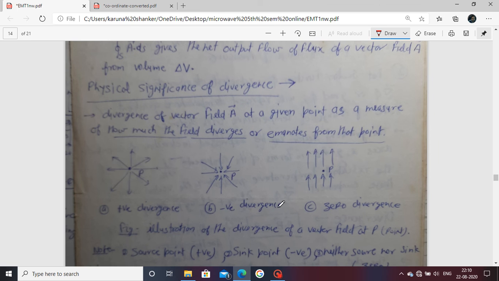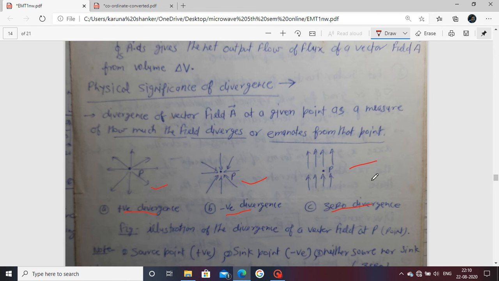What is the physical significance of divergence? Suppose this diagram shows point P diverges a field, and next point P converges a field. There is neither diverge nor converge. This is your positive divergence, means source point. This is a negative divergence as a sink point. Zero divergence means neither source nor sink.